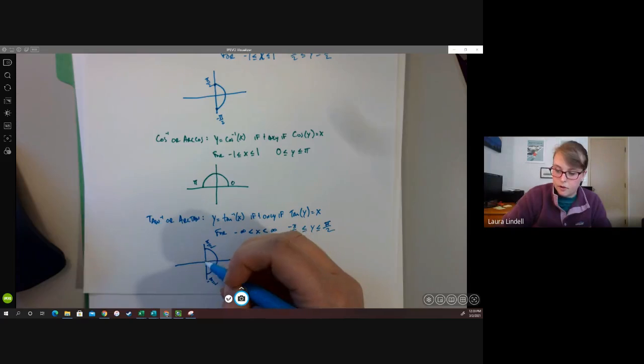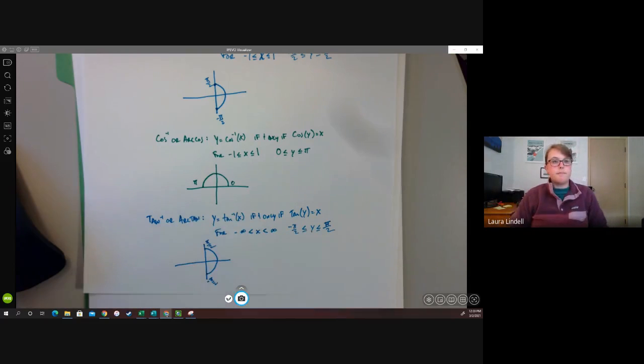Yeah, so as the slope of this gets steeper and steeper, we get closer and closer to negative or positive infinity on tangent. Okay, so that's kind of a setup for what we're about to work with.